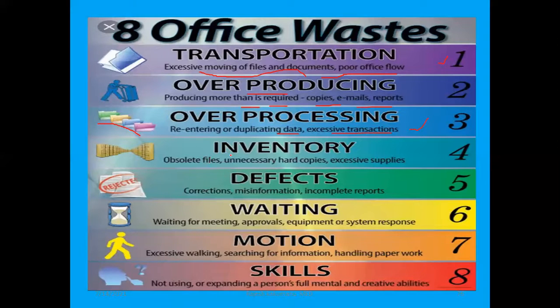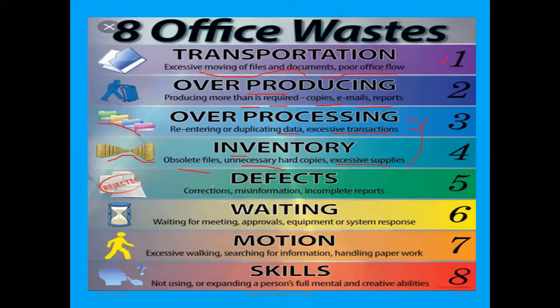Next one is inventory. So inventory means obsolete files, unnecessary hard copies, excess supplies. How do these all come? Because of over processing. This is an inventory process.